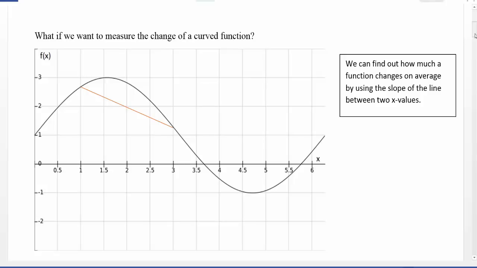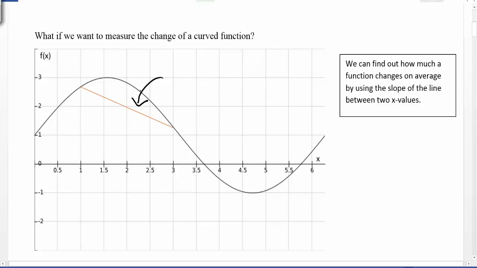If we could cut it out and straighten it out, we might have some ideas about that length, which is something we do in geometry. But we want to look at this in terms of the way it's shaped now with that curved bend. So what we can do is find out how much this function changes on average by using the slope of the line that connects the two x values that we're interested in. You can see that represented with the red line over here on our function.